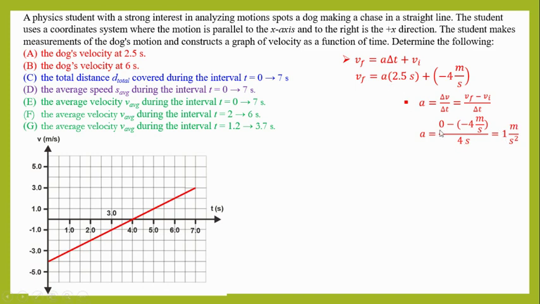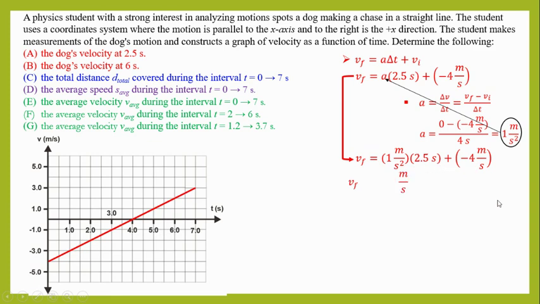Now that we know what a is, we can just plug it in. Pretty easy work. So VF we just carry down. Wherever a is, I plug in 1 meters per second squared. I carry the 2.5 seconds down, and then the initial velocity again is -4 meters per second. So here 1 times 2.5 is 2.5, plus a -4 will give you a value of -1.5 meters per second. Now you should check to see if the answer makes sense.